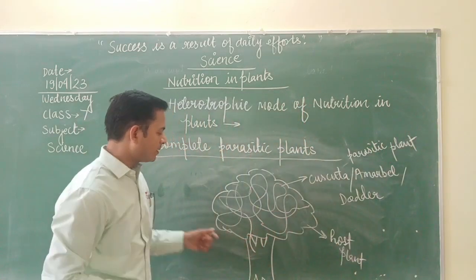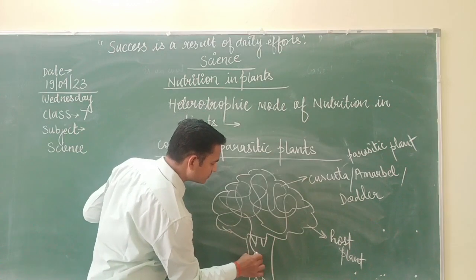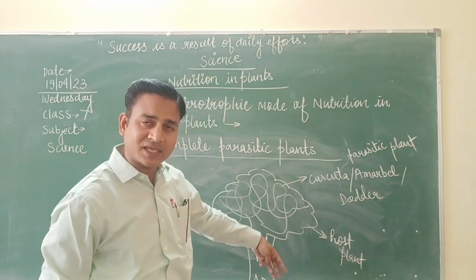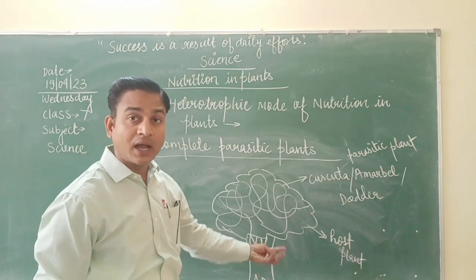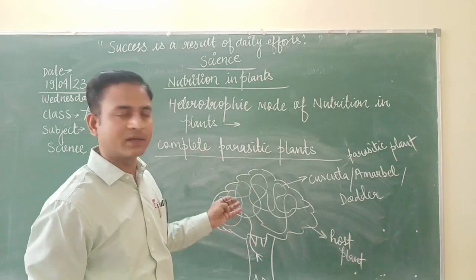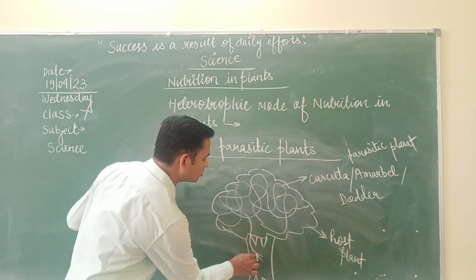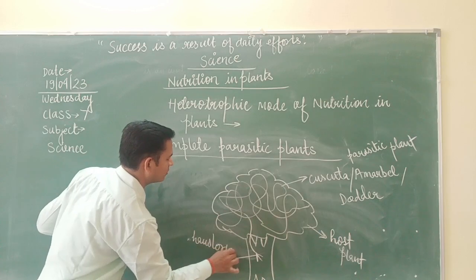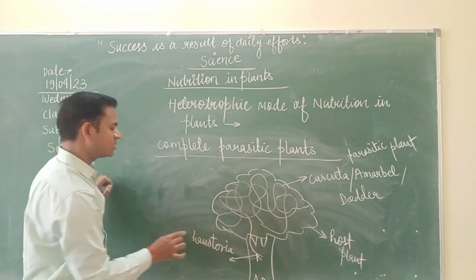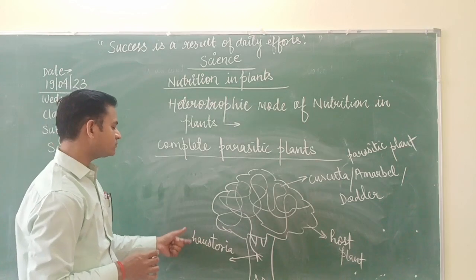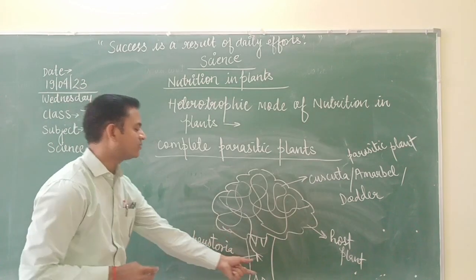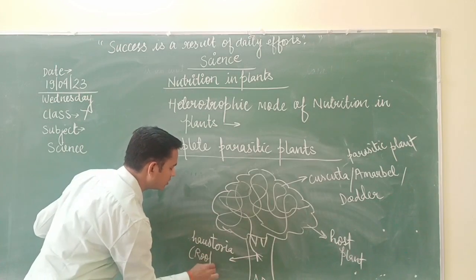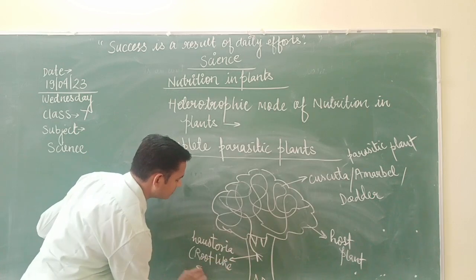So what it is going to do, it has root-like structures, these types of root-like structures. It is going to pierce these root-like structures into the branch or the trunk of this tree, and it will derive the water plus minerals from it. These root-like structures of the Cuscuta are known as haustoria. What are these? Haustoria. And this Cuscuta or Amarbale is going to derive the nutrients from this tree with the help of haustoria. So this haustoria is a root-like structure.